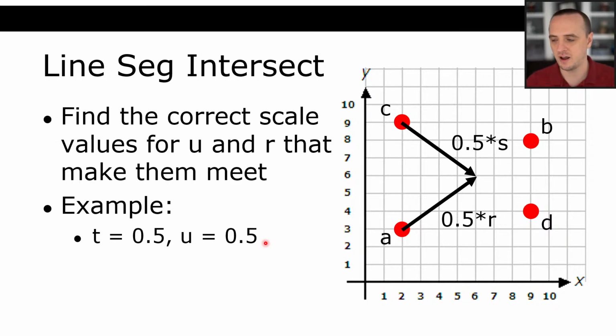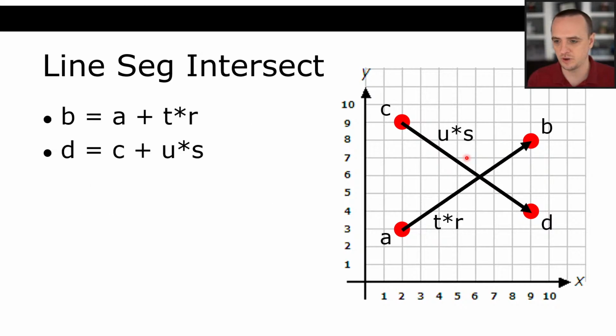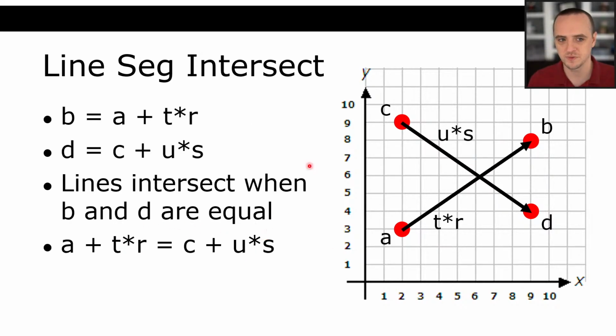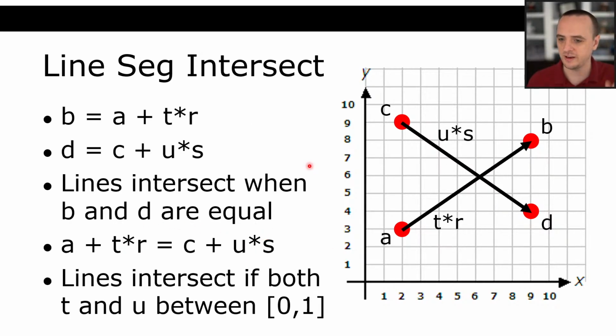And this is what we had on this slide. A plus T times R is equal to right here, and that's equal to C plus U times S, which is equal to that same spot. So we want to find these values of T and U. So this is what this formula is going to do for us. So the lines intersect if both T and U are between 0 and 1. Now, what does that mean?